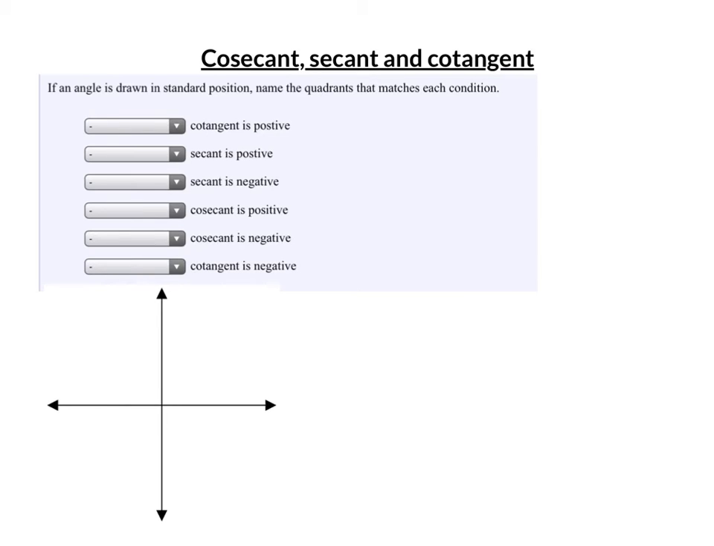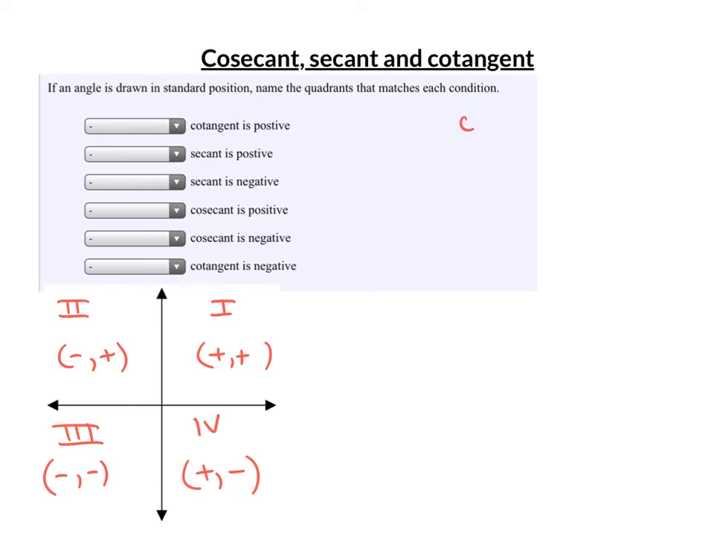Now, you did this kind of problem before with sine, cosine, and tangent. And this all goes back to remembering what angles look like in standard position. So remember in quadrant 1, x is positive and y is positive. In quadrant 2, x is negative and y is positive. In quadrant 3, x is negative and y is negative. And in quadrant 4, x is positive and y is negative. So this is what we need to do, along with remembering what each of these things are.